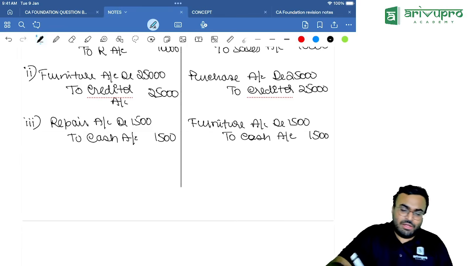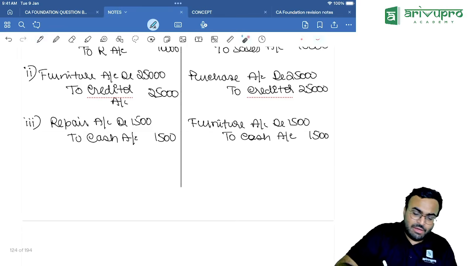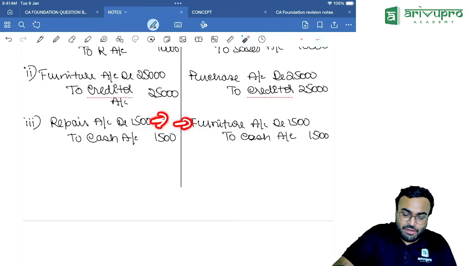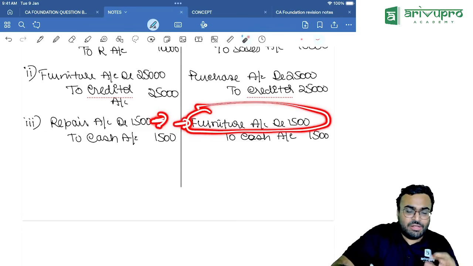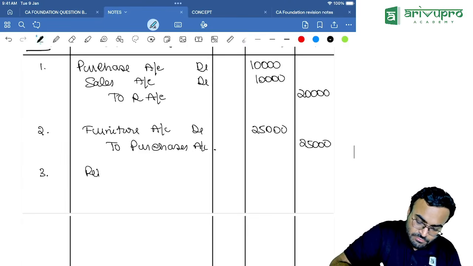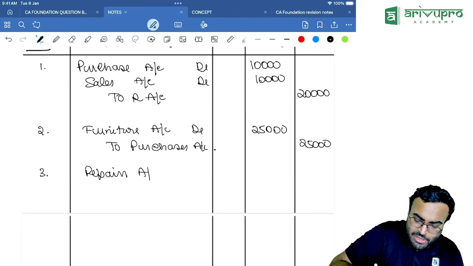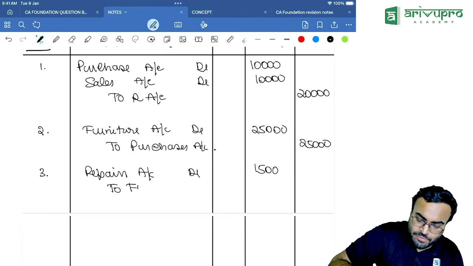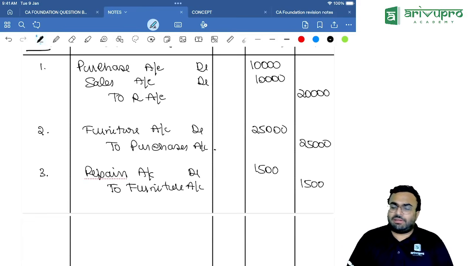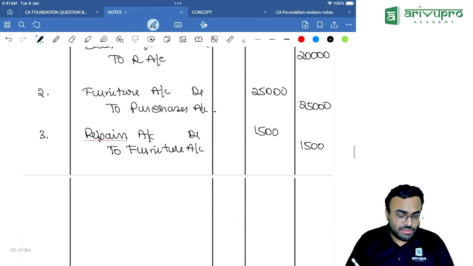Is it clear? Now, what has happened over here? Instead of repair, they have put it into furniture. So repair is not debited. So debit repair. Furniture is wrongly debited. So remove it. So go and write repairs account debited 1,500 to furniture account 1,500.